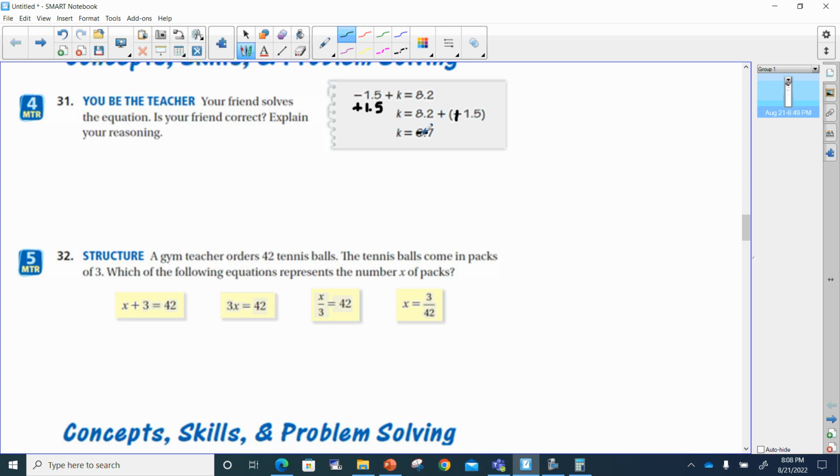When I do this, I'm not going to get 6.7. I'm going to get 8.2 plus 1.5. I add these two numbers together, I get 9.7. So no. And there's my work explaining it.